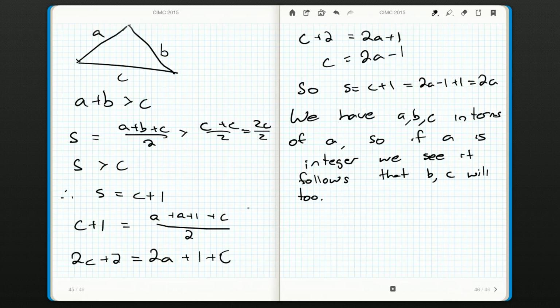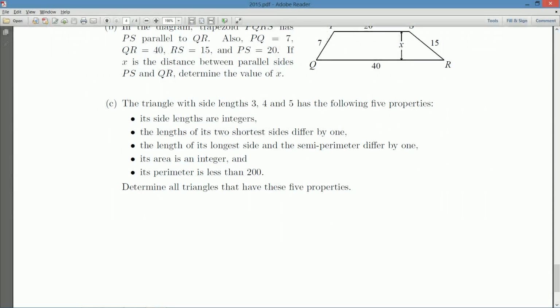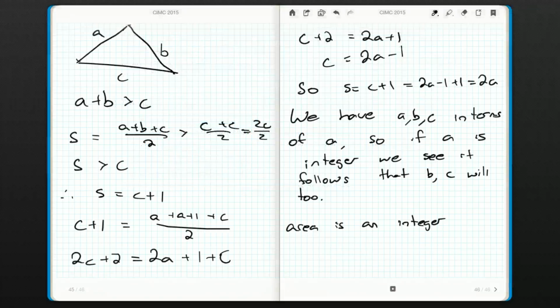Alright, so now we need area to be an integer. I think that was the last condition. Let's just do a rundown. Side lengths are integers, so we just need A to be an integer. Great. Lengths of the 2 shortest sides differ by 1. We've got that. Length of the longest side and semi-perimeter differ by 1. We've got that. Area is an integer. Perimeter less than 200. So we should probably make a note of the perimeter first. We'll have to delay the area comment; we'll probably do it on the next page.